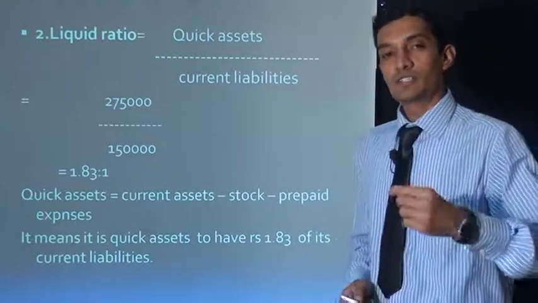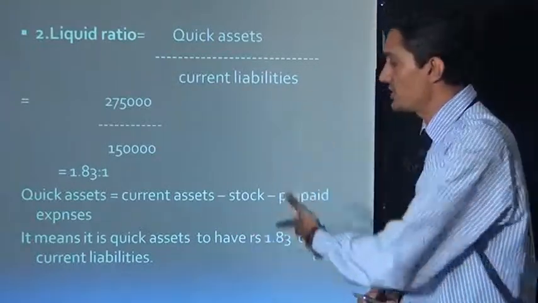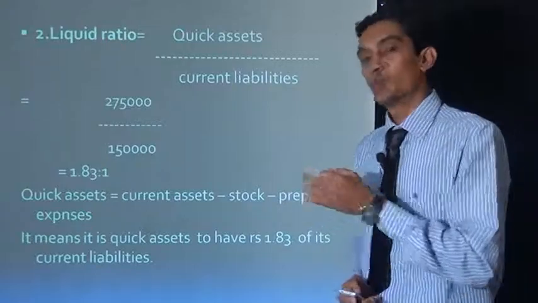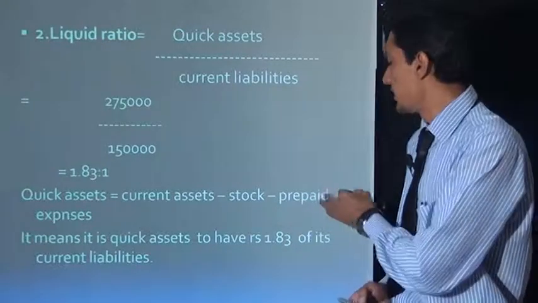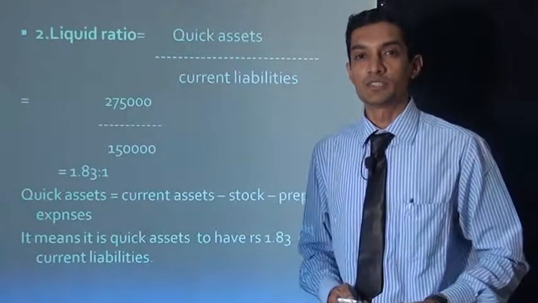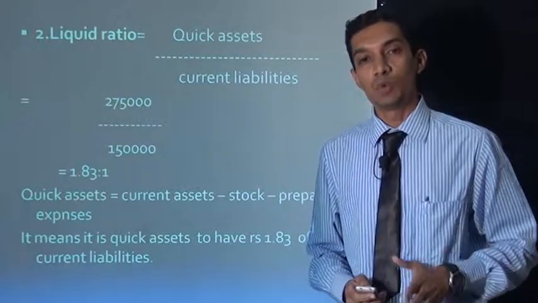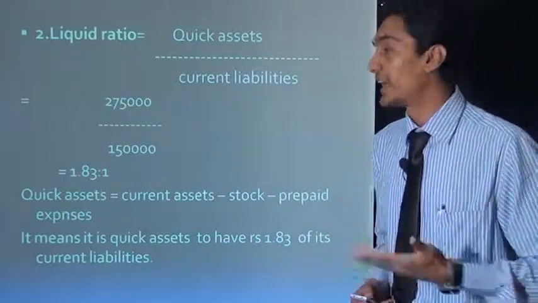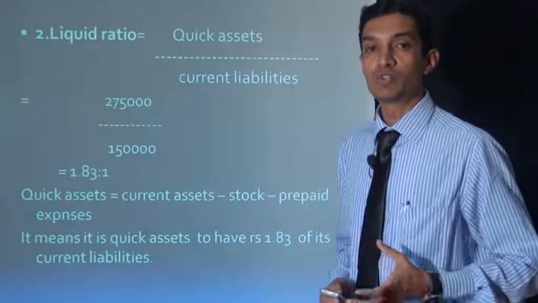Now there is a reason for this. It means that quick assets of rupees 1.83 is a good position for the business, because quick assets are more than current liabilities. So it is a good position of the business.